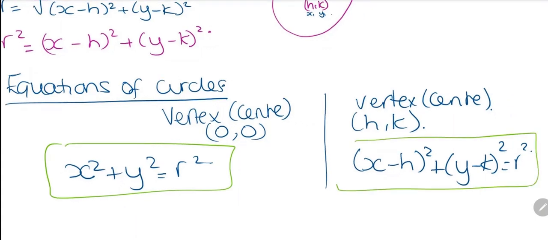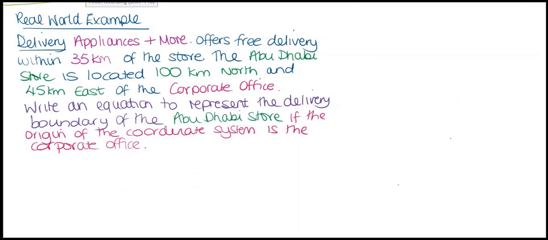So let's have a look at an example. Okay, so this real world example, the key information that we have: the store, Appliance and More, offers free delivery within 35 kilometers of the store. The Abu Dhabi store is located 100 kilometers north and 45 kilometers east of the corporate office. The corporate office is at the origin.